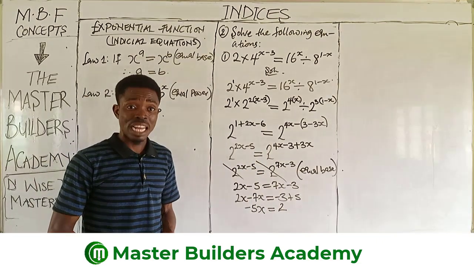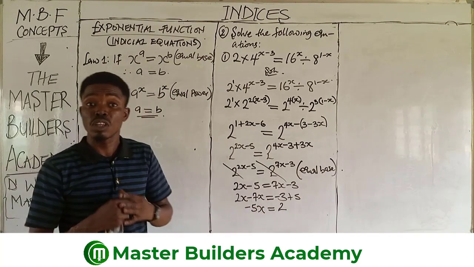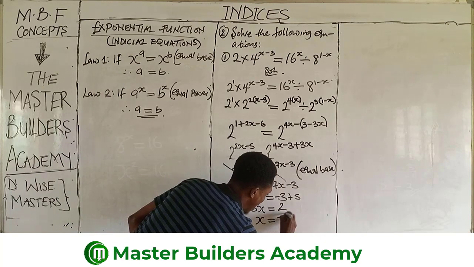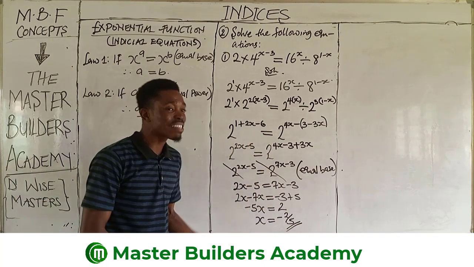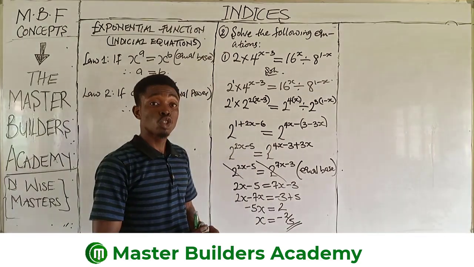We are looking for the value of x, not minus 5x. So what do we do to remove this minus 5x? We are simply going to divide both sides by minus 5. Therefore, this will have given us x is equal to minus 2 over 5, by dividing both sides by minus 5. This is the answer to this very question number 2.